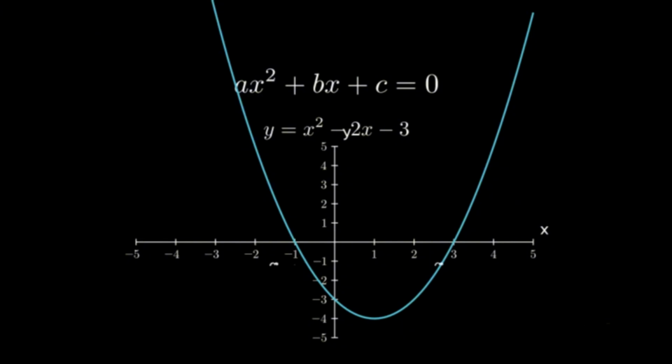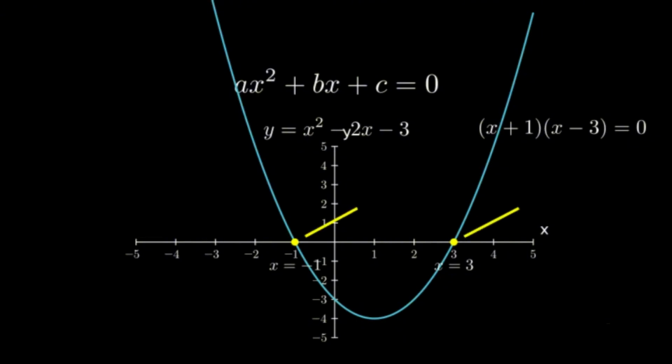The x-intercepts of this parabola are the points where the curve crosses the x-axis, meaning where y equals 0. These intercepts represent the solutions or roots of the equation x squared minus 2x minus 3 equals 0. Since we can identify the roots as -1 and +3, we can rewrite this quadratic equation in factored form. This is one method of solving quadratics when the roots are rational numbers.